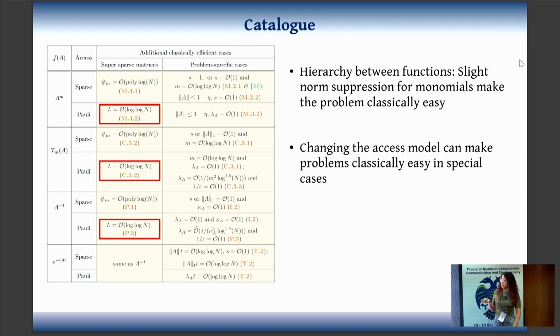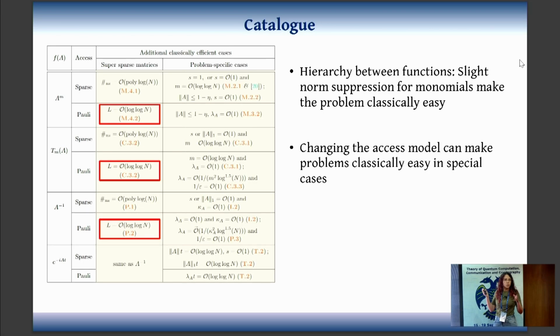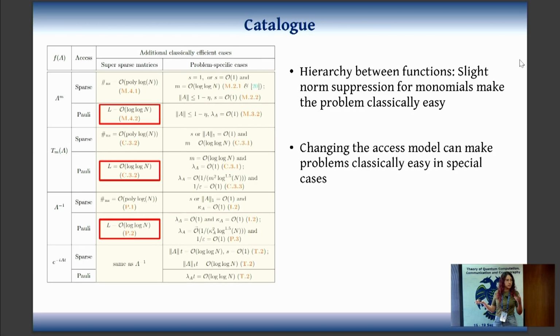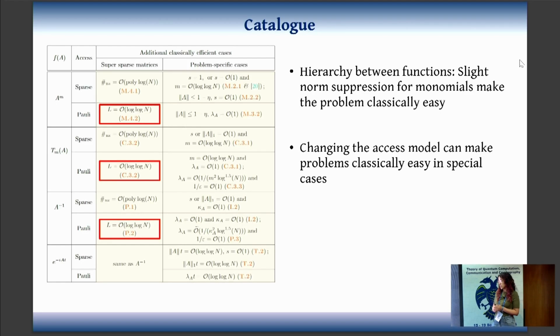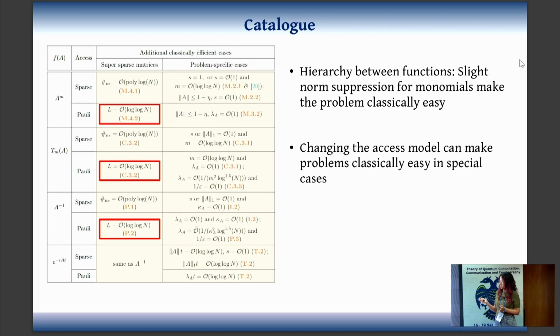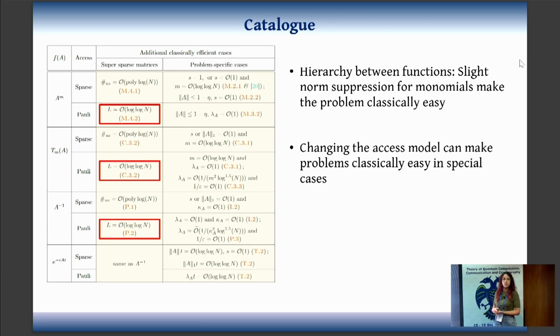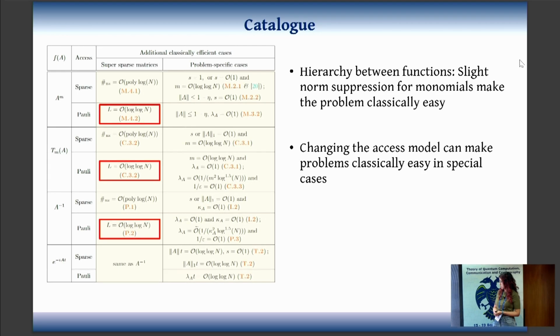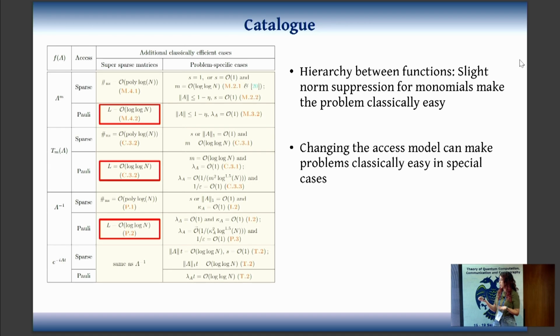And the last observation is that I said that the two access models have the same power. The problems are hard in both models, but actually it's not 100% true. You can gain advantage from the model depending on the structure of your input matrix. So changing the access model can make problems easy.